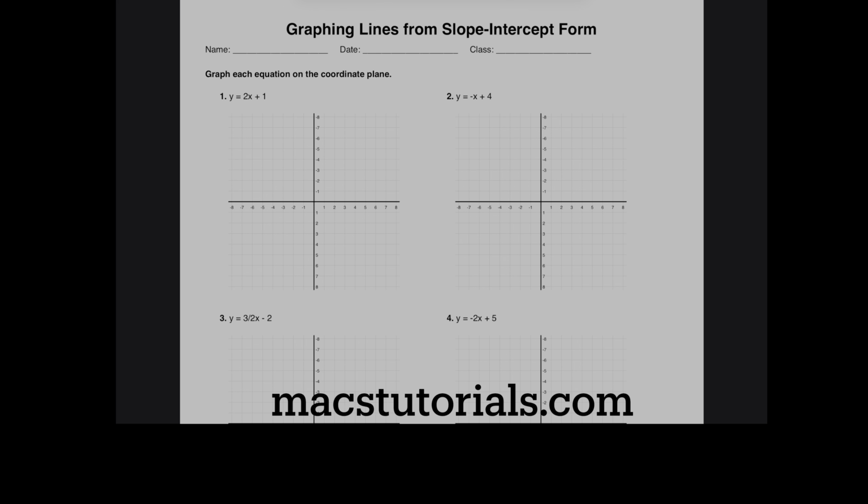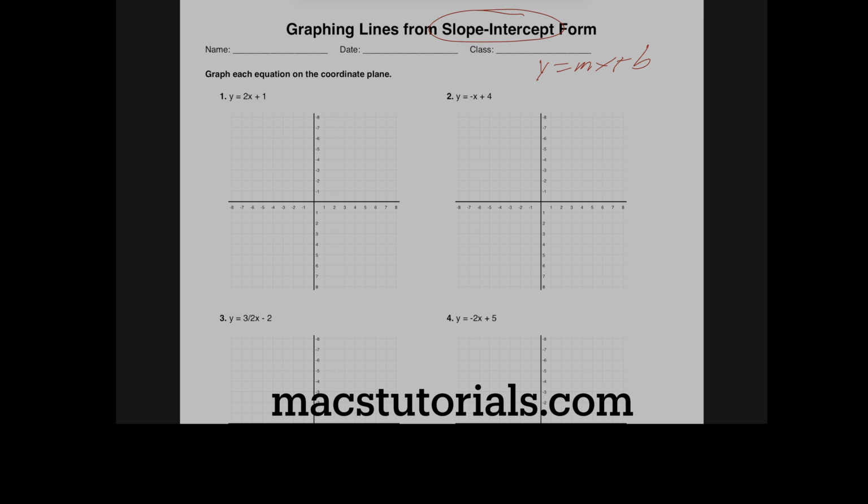Hey everybody, Mac here, and we are working on y equals mx plus b, or what we call the slope-intercept form of how to graph a linear equation, okay? I have 3 videos here. All 3 videos are different, so you want to see all 3 of them.